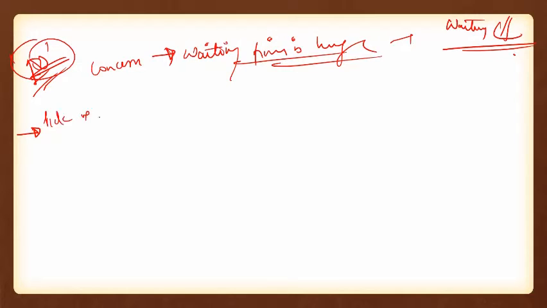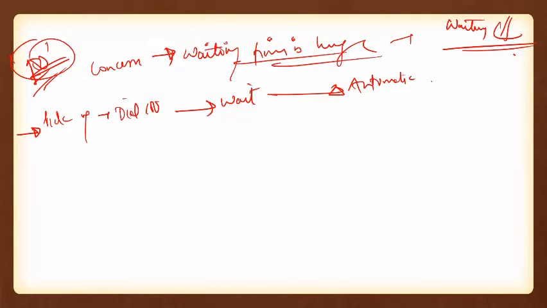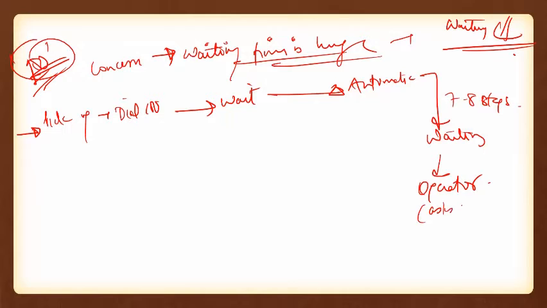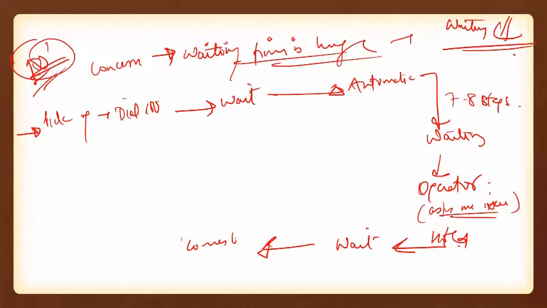Okay. So I pick up the phone, dial 100, then I have waiting, then an automatic operator, then 7 to 8 steps later, more waiting, then finally an operator reaches out to me, asks me the issue, puts me on hold, more waiting, comes back, gives me, let's say, a token, and then I have to end the call. Okay. So if now I have to solve this problem, what do I do?